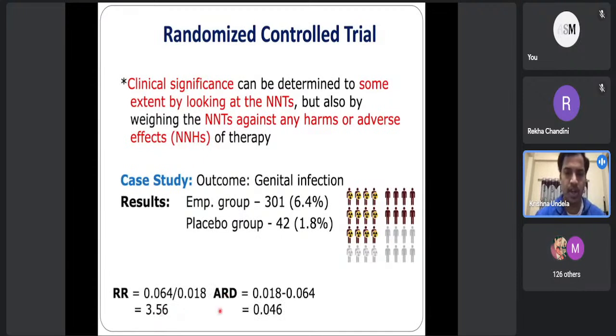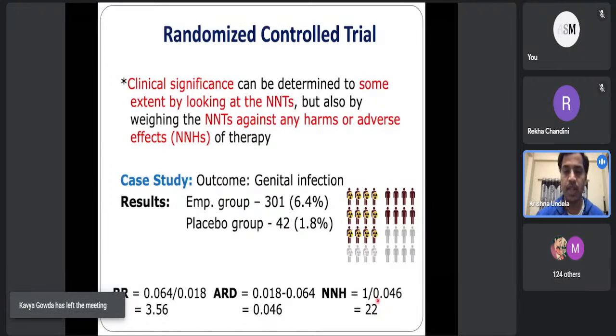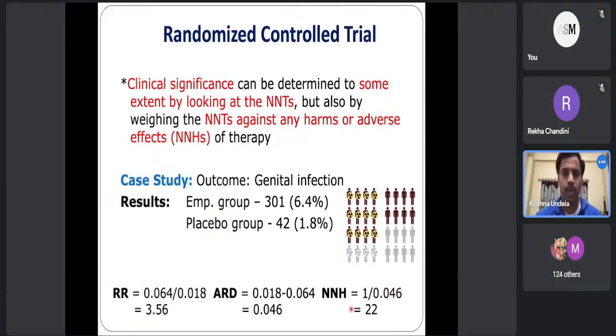And the absolute risk reduction we got is 0.046. 0.046 is a number, and if you convert it into percentage, it is 4.6 percent. That is equal to 0.064 minus 0.018. And 1 by 0.046, if you do, we get 22. That is NNH, number needed to harm. So we know what the relative risk and relative risk reduction are, how much reduction there is relatively. And the absolute risk difference between these two is only 4.6 percent. The exact difference between this 1.8 percent and 6.4 percent is how much?